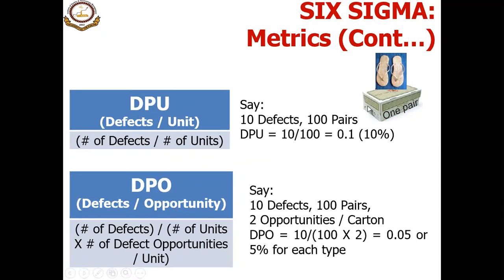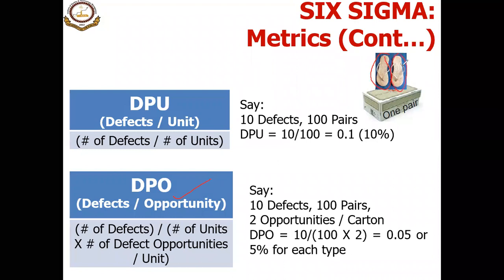So unit is basically the number of samples you have selected, or you can say the number of products you have selected. Right now in this example, the pair is basically your unit. While opportunity is how many number of ways you are identifying, or you can say you are finding, the defect. Like right now in this example, I am saying that my opportunity is each part of the pair.